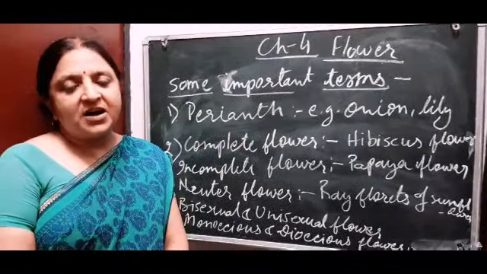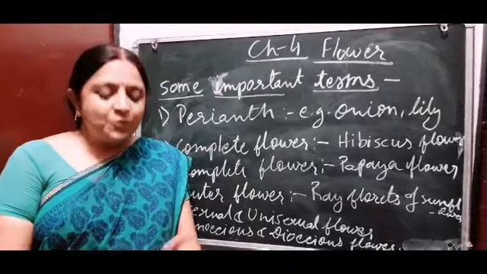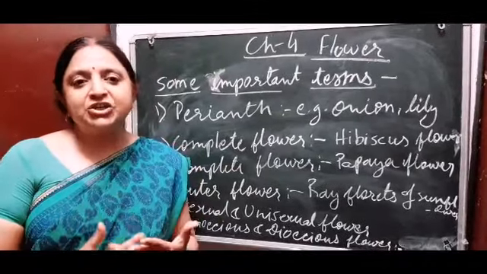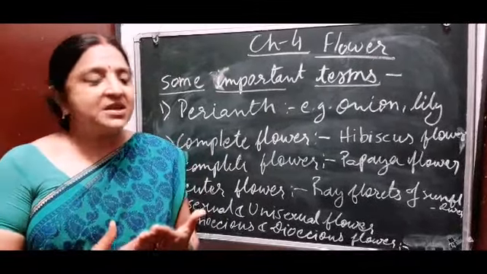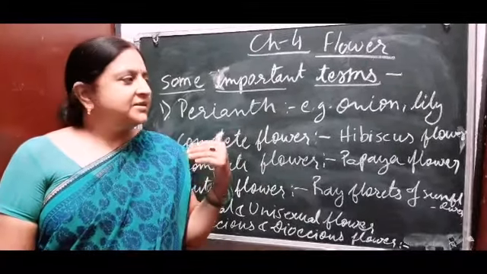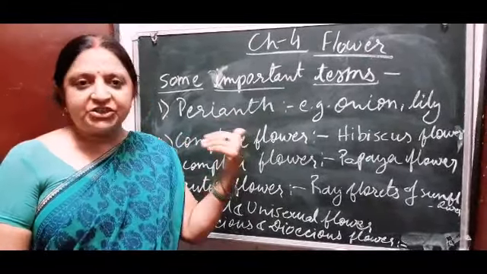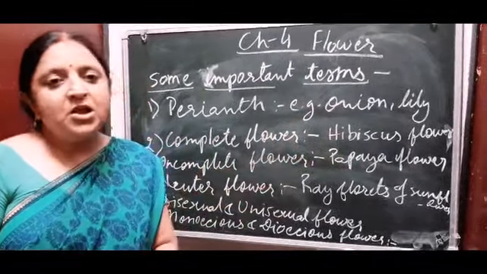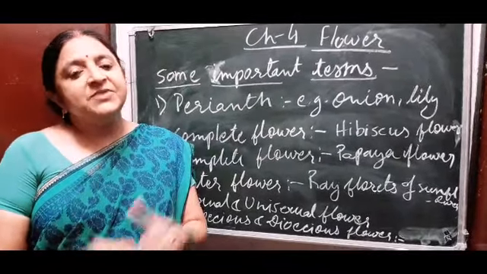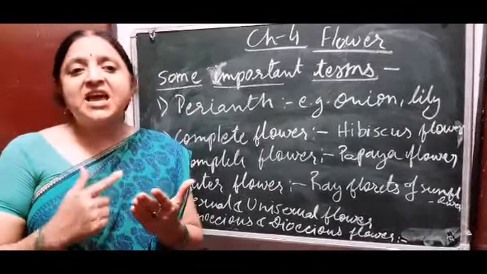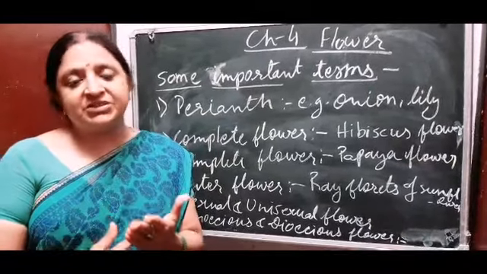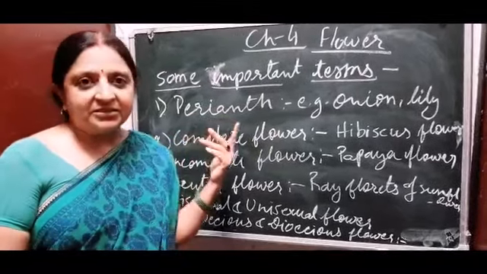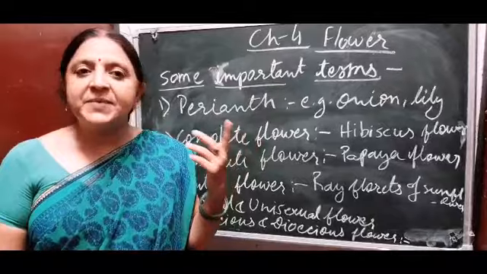Perianth is the condition of the flower in which the calyx and corolla cannot be distinguished from each other. That condition of petals and sepals is called perianth. This type of condition is seen in onion flower or lily flower. These are examples of perianth. Perianth means when sepals and petals cannot be distinguished; they are attached with each other. That type of flower is called perianth.